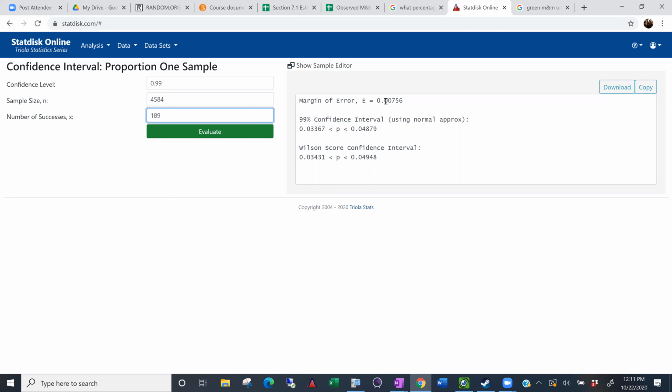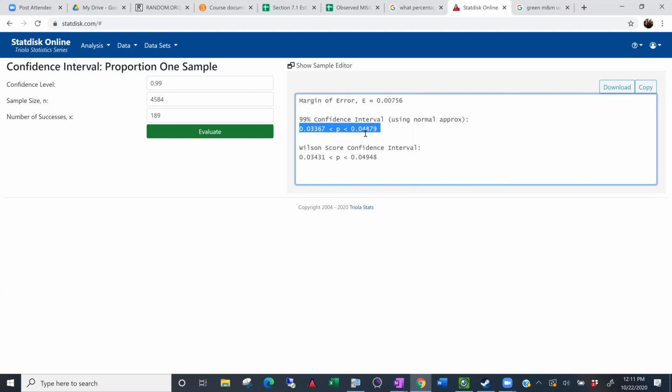It's less than 1%. So that means you've got a really narrow confidence interval, despite everything. You've got a very narrow confidence interval, and that's good. You want to know where the true population parameter is. And if your margin of error is less than 1%, that's going to mean this is really small. So let's write down those numbers. So our 99% confidence interval is between 0.0337 and 0.0488.